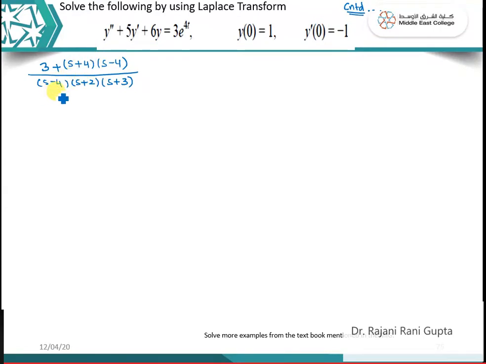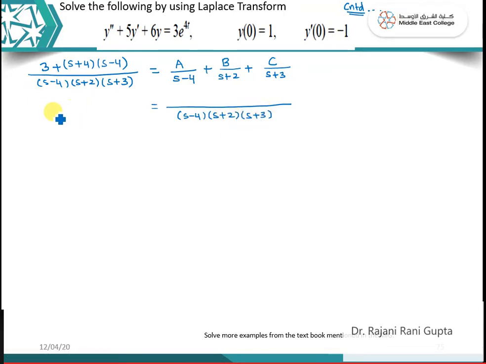As we have to find the inverse Laplace transform for this, we can see three different linear terms in the denominator. So as per the rule of partial fractions, it is A over s minus 4, plus B over s plus 2, plus C over s plus 3. Again we add them together, and s minus 4, s plus 2, s plus 3 will be the LCM, because from the question we have the same LCM and same denominator.